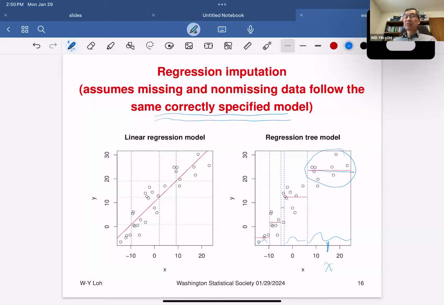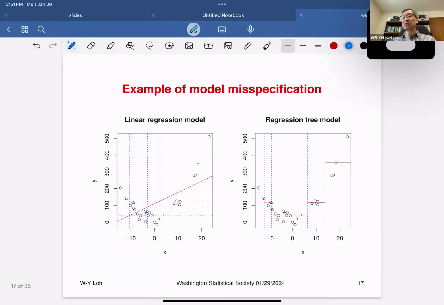So of course, if the true function is a straight line as on the left, you will see that this regression tree is not a very good approximation. But if it's anywhere not a straight line, then the linear regression method will not work. So here's an example where the data follow a parabola kind of shape, and suppose you don't know and you fit a straight line, right? You can still do all the imputation and so forth, but they will not be very accurate.